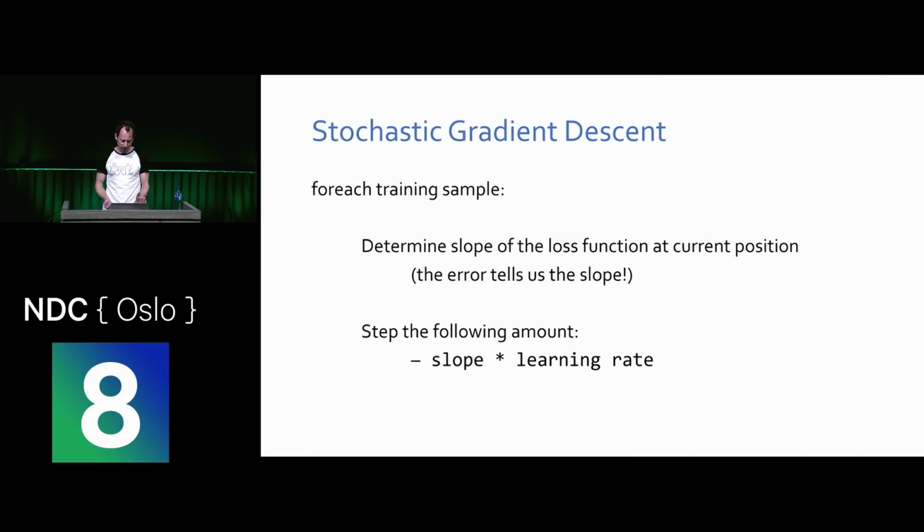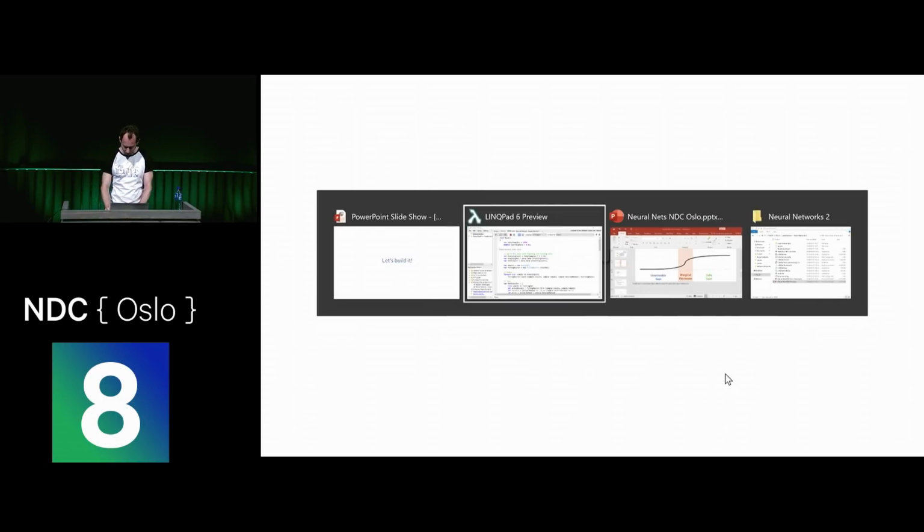So to summarize, for each training sample, we determine the slope of the loss function at the current position. Remember, this is really easy in practice because the slope of the loss function is simply the error, or minus the error. And we step by the following amount: the slope times the learning rate, and that's it. So I think it's time to code something up.